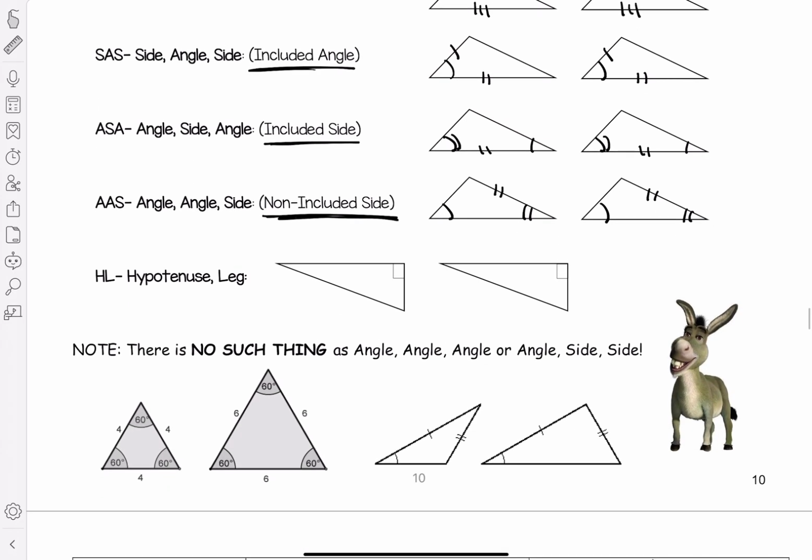Last one, hypotenuse leg. That means that this line across from the 90-degree angle has to match, and then one other leg has to match. So we'll say this is congruent to this.